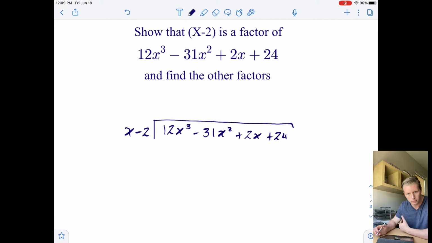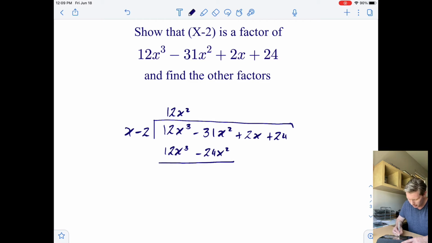All right, so my methodology for doing this is I ask myself, what do I multiply x by to get 12x cubed? The answer is 12x squared. 12x squared goes right there. And so 12x squared times x is 12x cubed. And 12x squared times negative 2 is negative 24x squared. And at this point in the long division, I subtract.